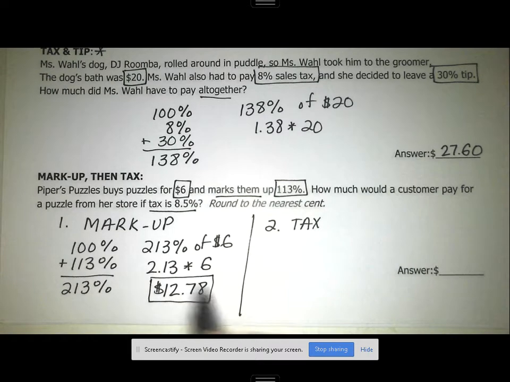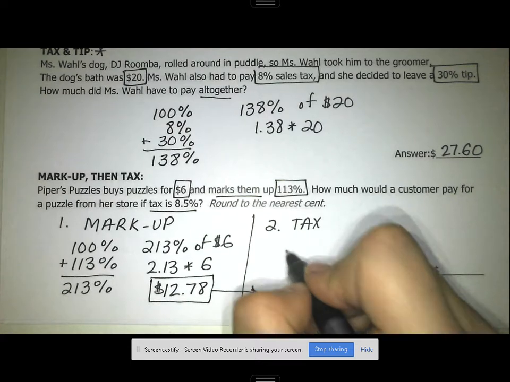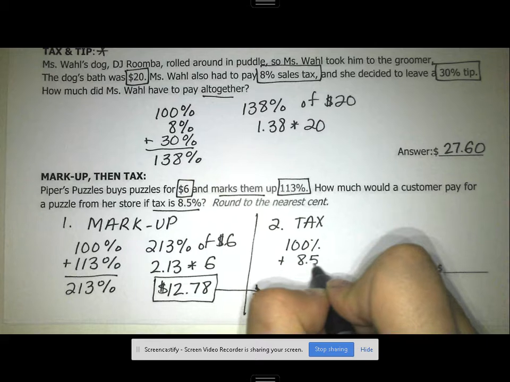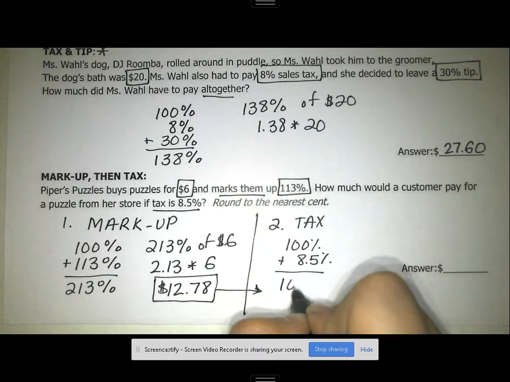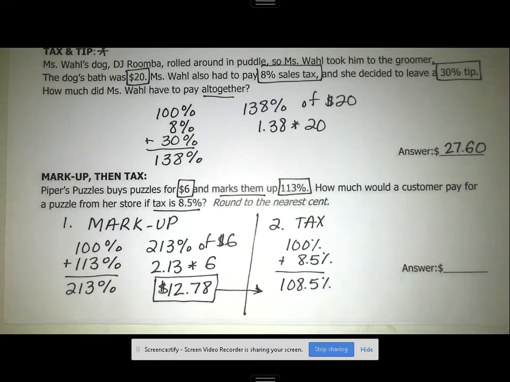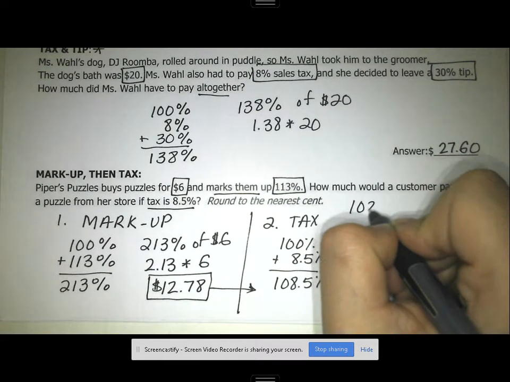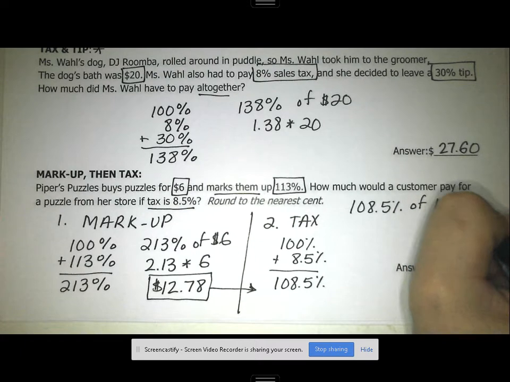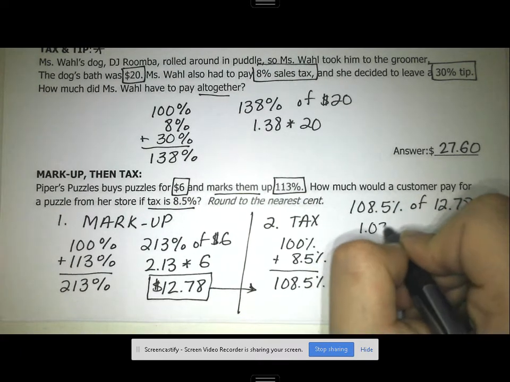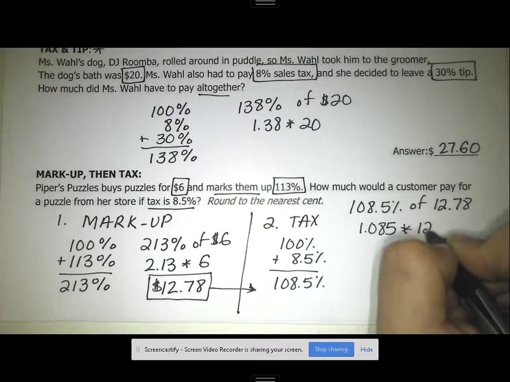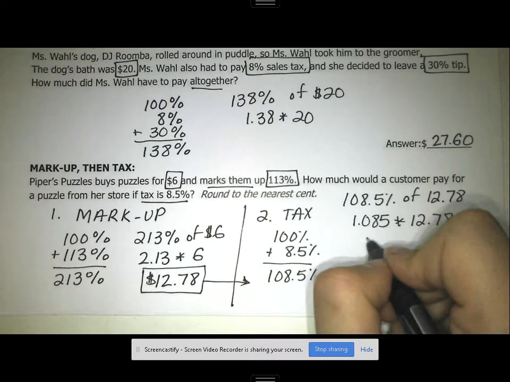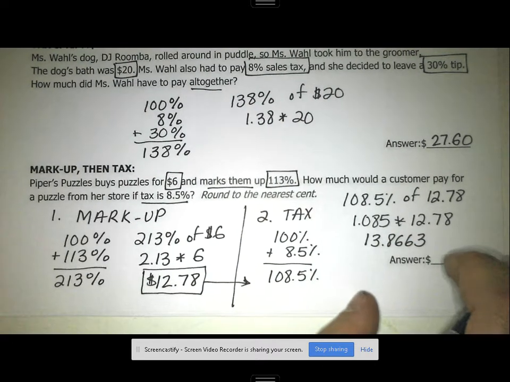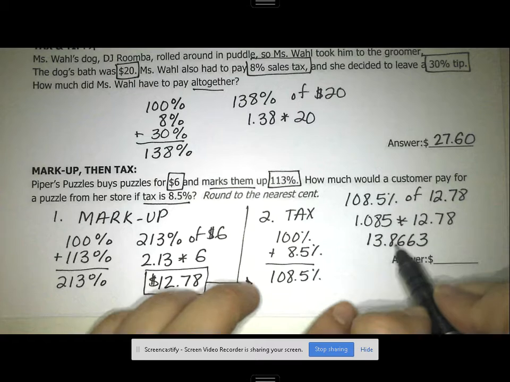So the customer brings this up to the register, and the register says, okay, you have to pay 100% of that price and 8.5% for tax. So you have to pay 108.5% of that price. So as a customer, you would pay 108.5% of the $12.78, which is 1.085 times $12.78, which is 13.8663.